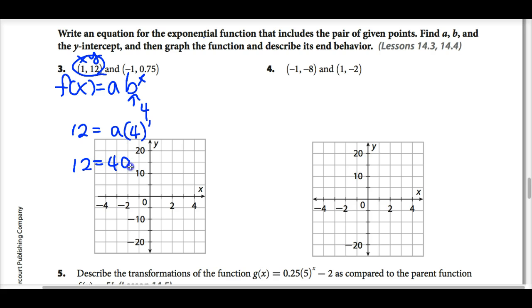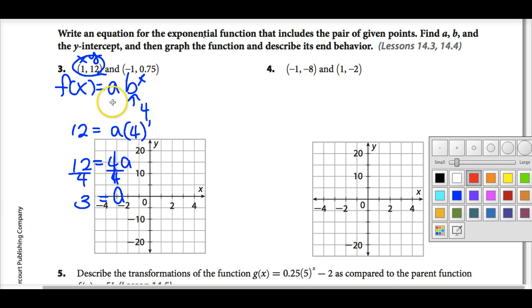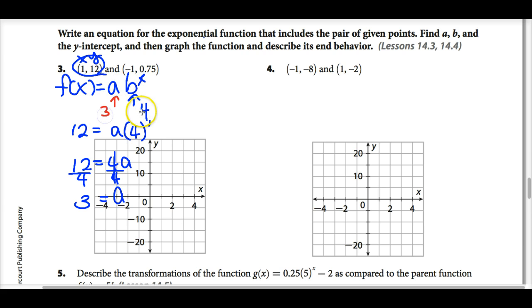So what do you have? 12 is equal to 4a. Divide both sides by 4 because we want to find out what a is equal to. So now we have a is equal to 3. Oh, wow. Are you kidding me? So now we know what a is. A is 3 and b is 4. So now we're done with the equation, aren't we? Okay, so I'm just going to write this down.